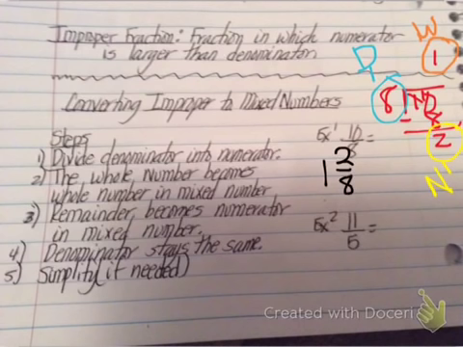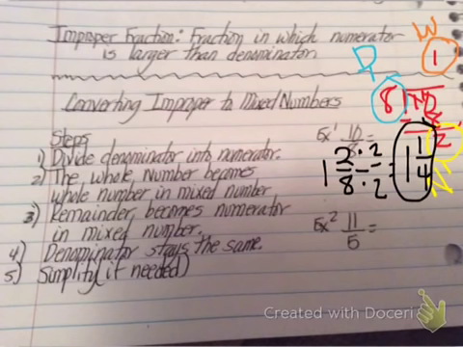Now, on step 5, simplify if needed. I've already converted into a mixed number, but if you'll notice, 2 and 8 still share a factor. They share 2. So the fraction part of my mixed number is not in simplest form. So I'm going to divide both by 2. The whole number is going to stay the whole number. I did not bother that. That's going to stay 1. Now 2 divided by 2 will give me 1, and 8 divided by 2 gives me 4. So my final solution to that problem is 1 and 1/4.